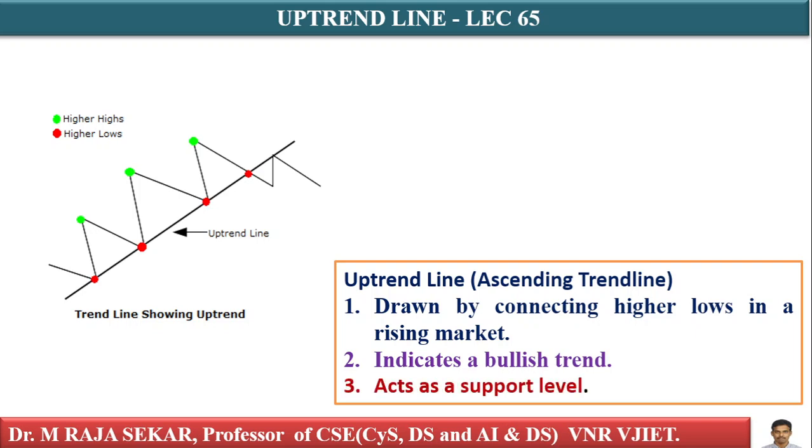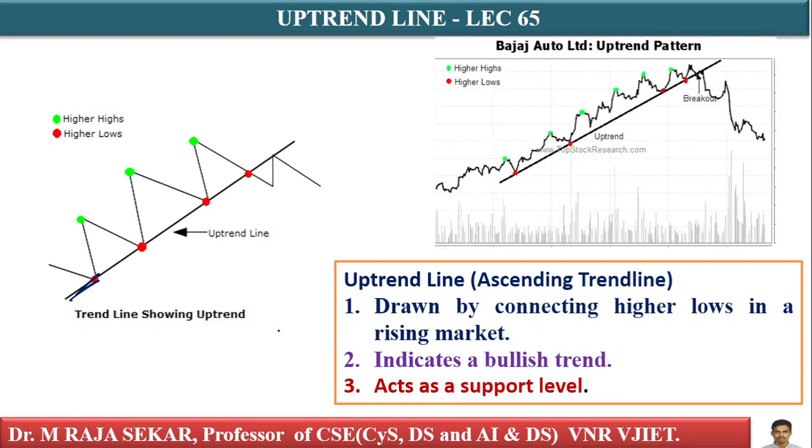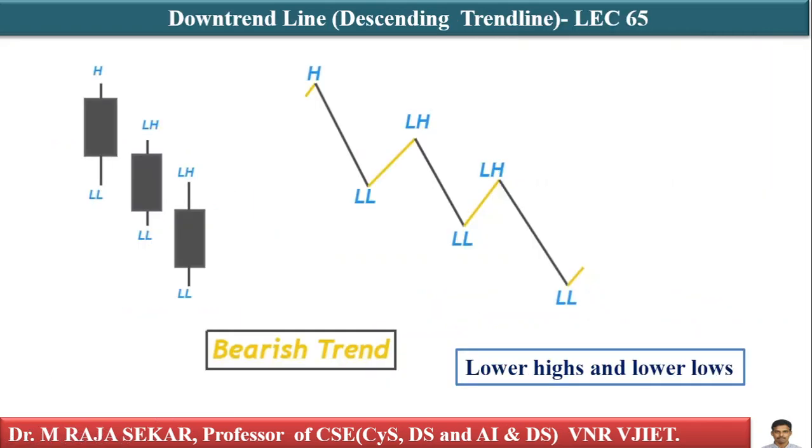What is the use of this particular uptrend line? It acts as a support level. Just see this one: this is one quote, another quote, another quote, and I am drawing the line. This line is also called by another name. What is that name? It acts as a support level.